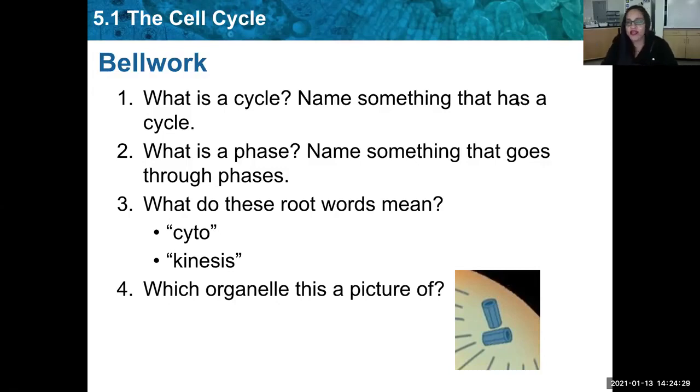Can anybody think of anything else that goes through cycles? Girls, especially you. Life does have cycles. Yep, life cycle. At least out in nature, they have cycles. Plants have cycles, yeah.